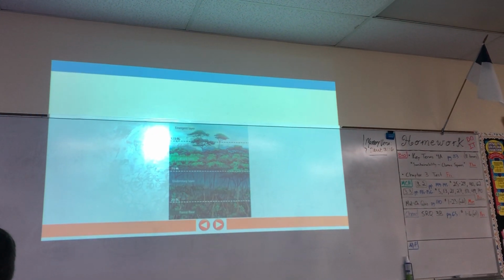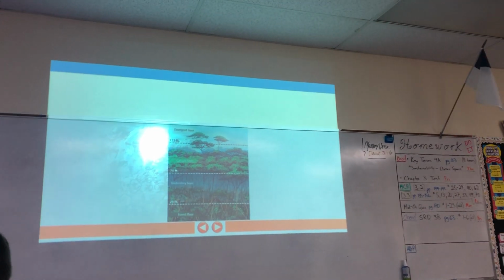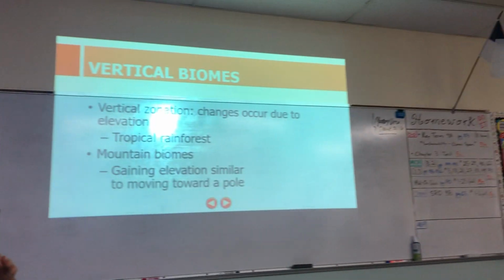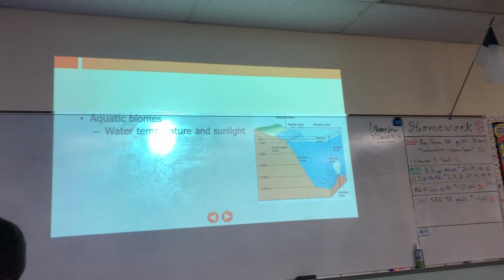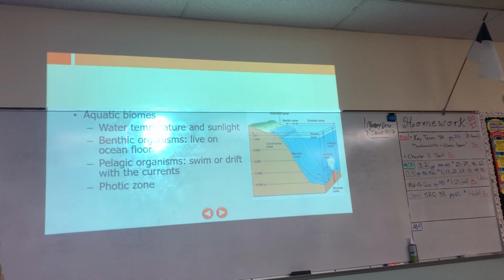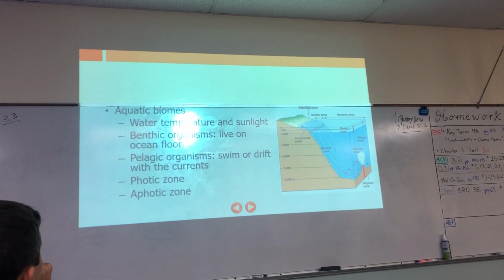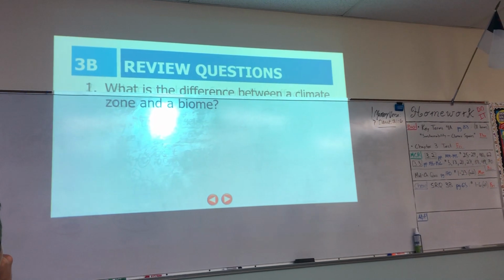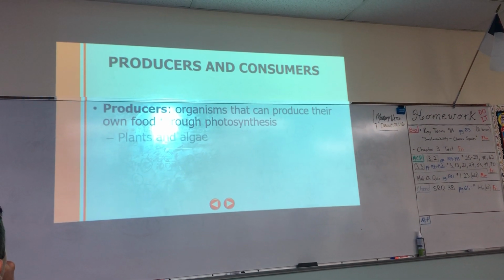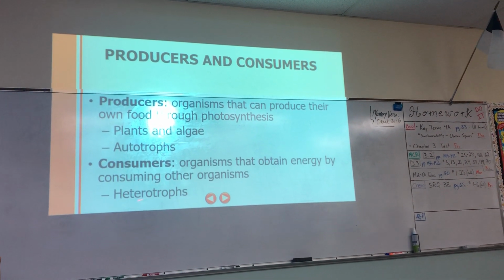Know which biomes exhibit vertical zonation. They're going to be the tropical rainforest, the mountain biome, and the aquatic biomes. You need to know all of these definitions, okay? Benthic versus pelagic, photic, aphotic, and abyssal. Good.